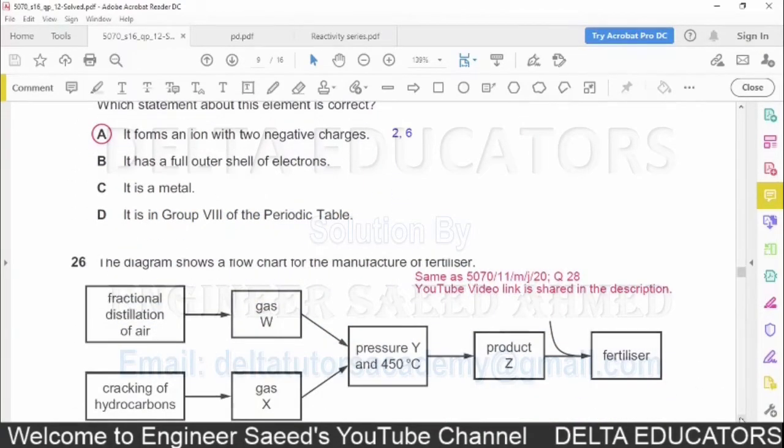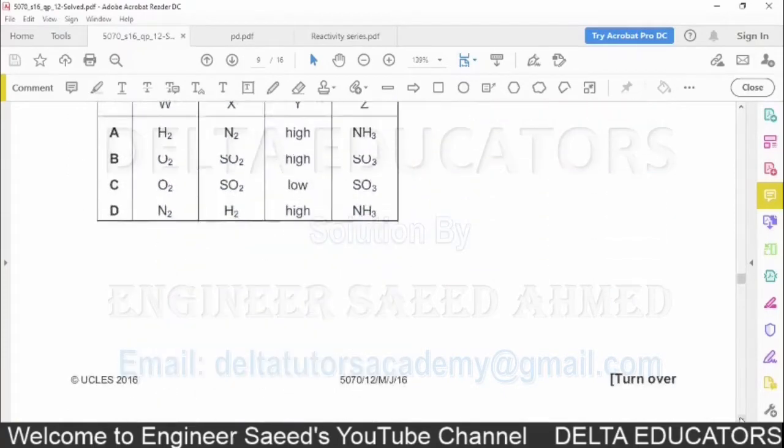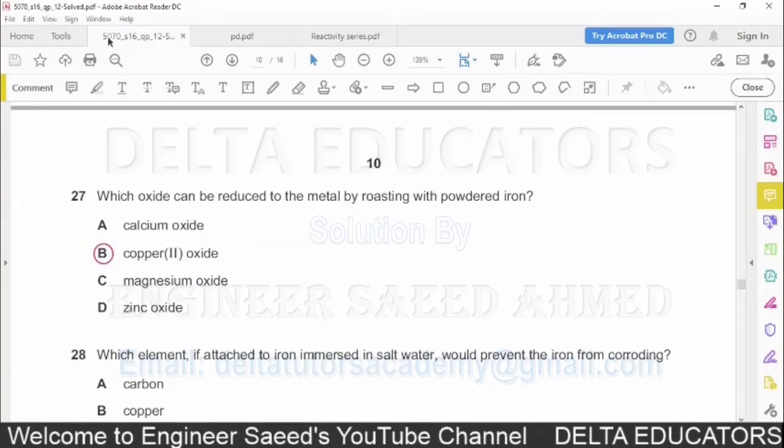Question number 26 is again same from paper 1 variant 1. Question number 27. Which oxide can be reduced to the metal by roasting with powdered iron? Option A, calcium oxide, B, copper oxide, C, magnesium oxide, D, zinc oxide.